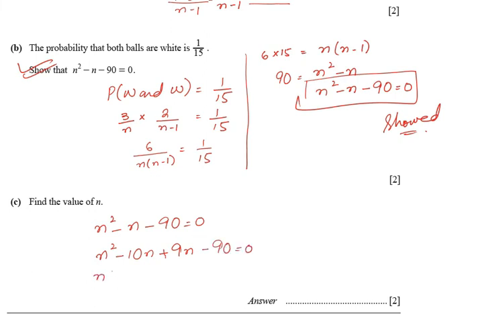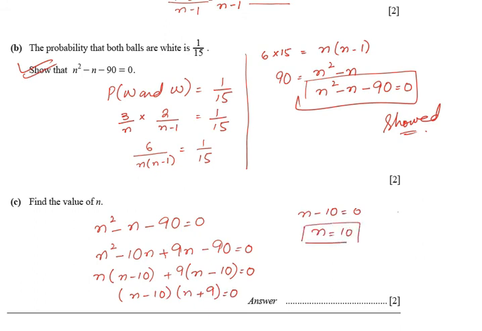Now if we take n common, n minus 10 is left. And if we take plus 9 common, n minus 10 is left, is equal to 0. So n minus 10 and n plus 9 is equal to 0. When we set both equal to 0 separately, n minus 10 is equal to 0, so n is equal to 10, and then n plus 9 is equal to 0, so n is equal to minus 9.